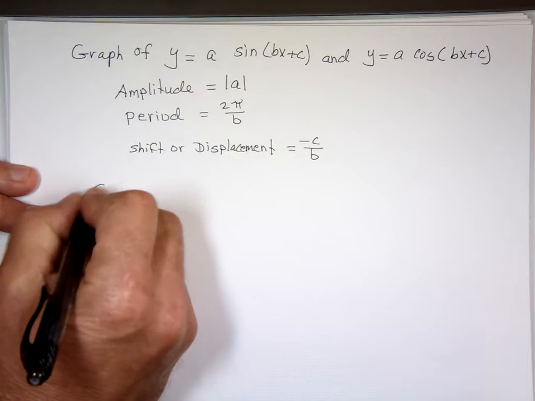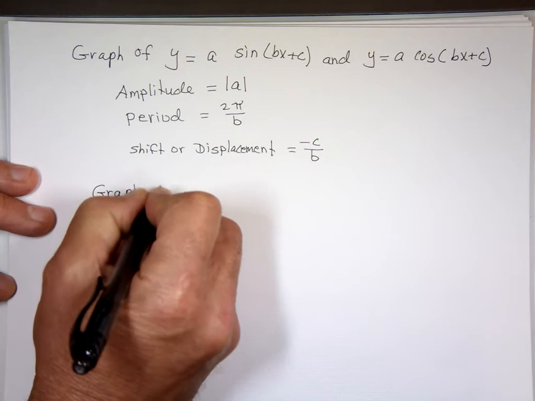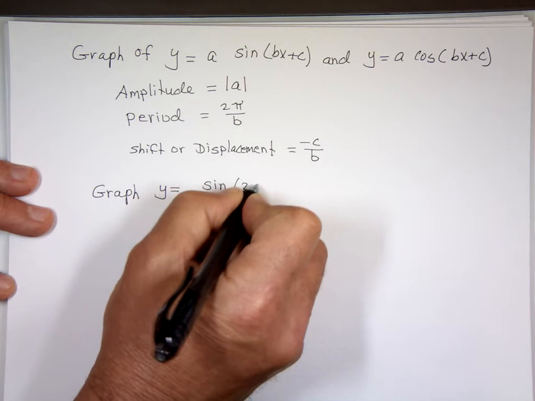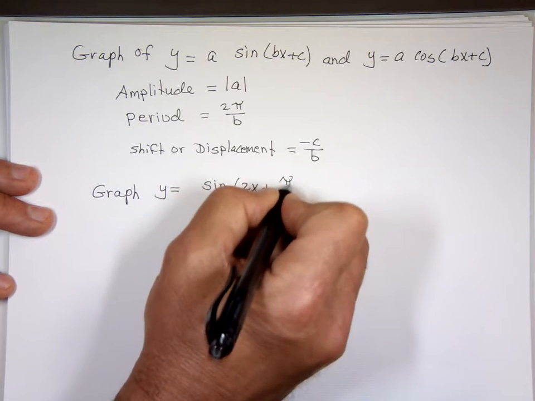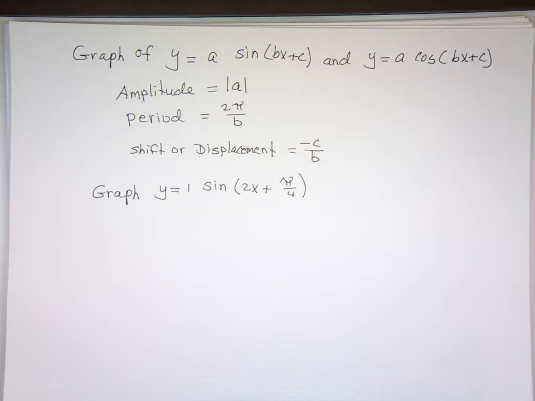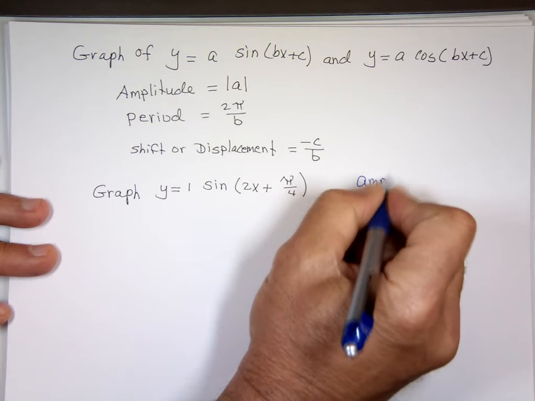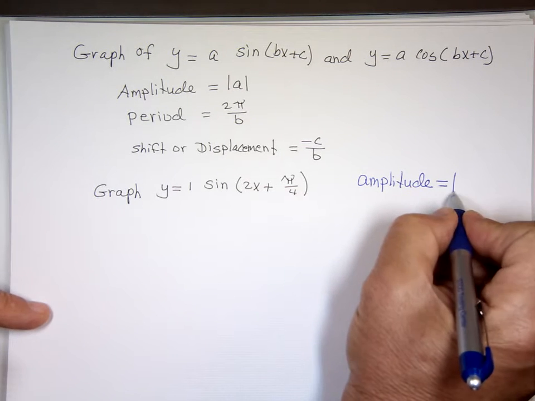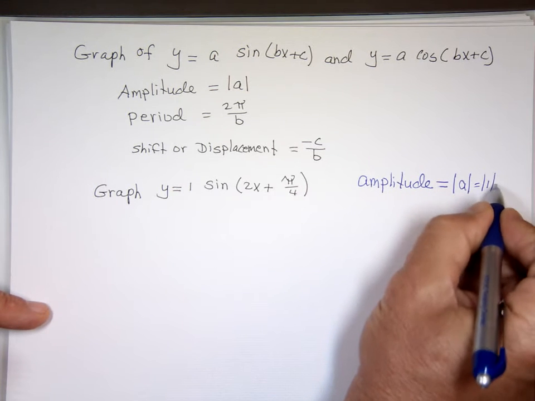So let's say you were given this problem, graph y equals, I'll make it simple, A is 1 here, sine of 2x plus pi over 4. That means the number here is what? 1. Let's identify the pieces. What is my amplitude? For this problem, that's the absolute value of what? A, which is the absolute value of 1, and that's 1.